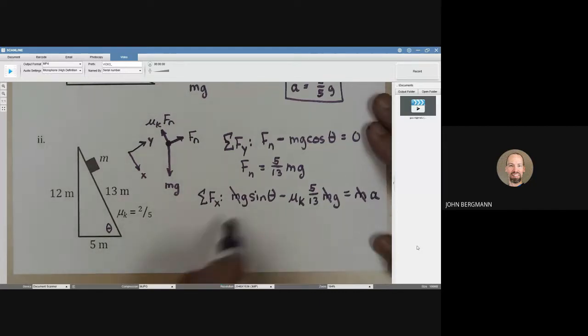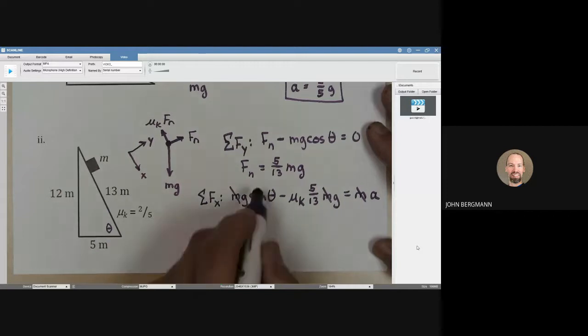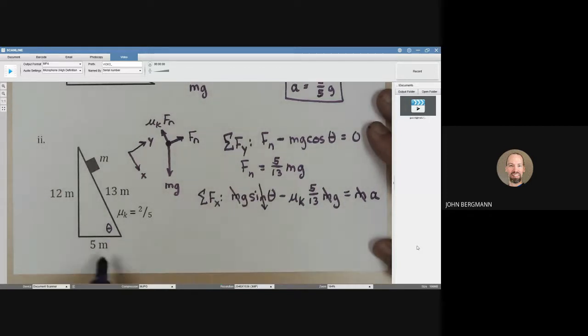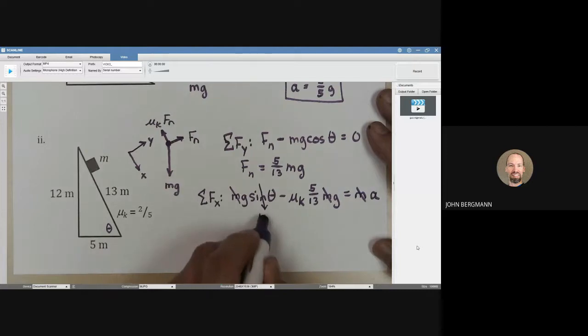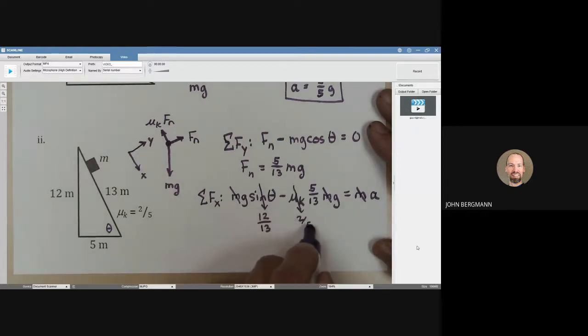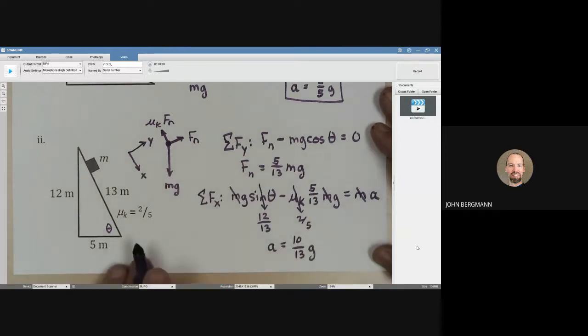And you might think, oh, okay, we're done. Well, we can't leave this sine theta in because remember, theta wasn't actually given. It was these side lengths that were given. So let's change sine theta to its value, which I think is going to be 12/13. So that's 12/13 g. And then mu sub k is 2/5. And if you take 2/5 times 5/13, the 5's cancel. So that's negative 2/13, and that's positive 12/13. So you check me on this, but I think that the acceleration is going to be 10/13 of g.